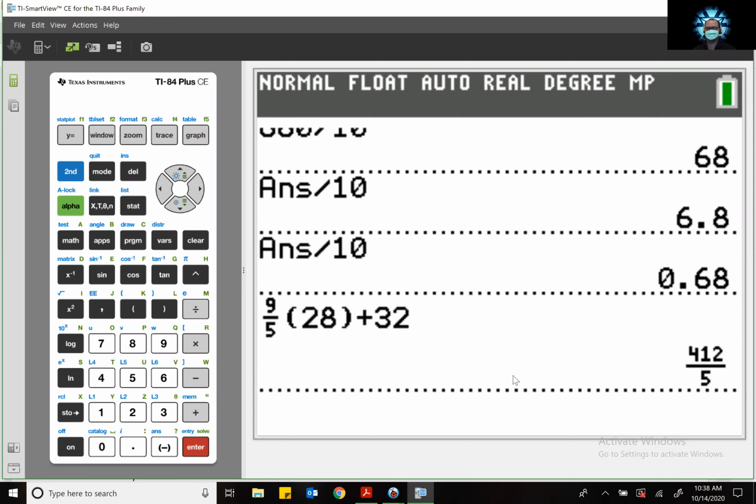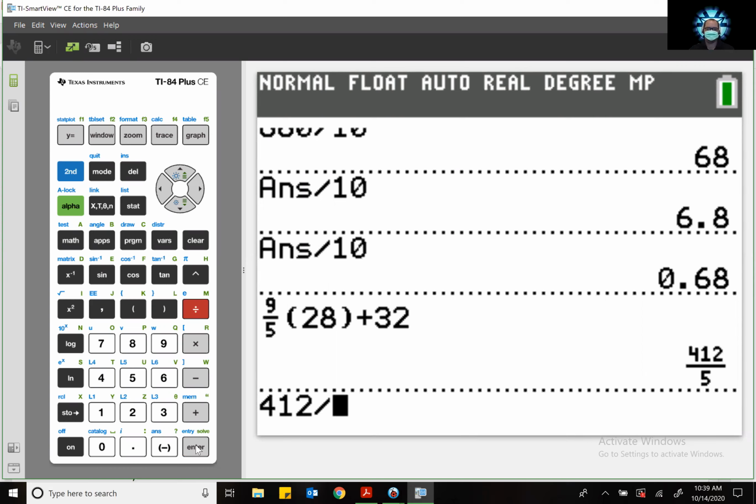Absolutely. I got 82.4, is that correct? Well, tell me, how can I turn this fraction back into its decimal? You mean like the 9 over 5? No, don't worry about this stuff. How can I turn this back into its decimal? If I got 412 over 5, how can I make that a decimal? Divide? Yeah, just do the division. That's all a fraction is. Take 412 divided by 5.